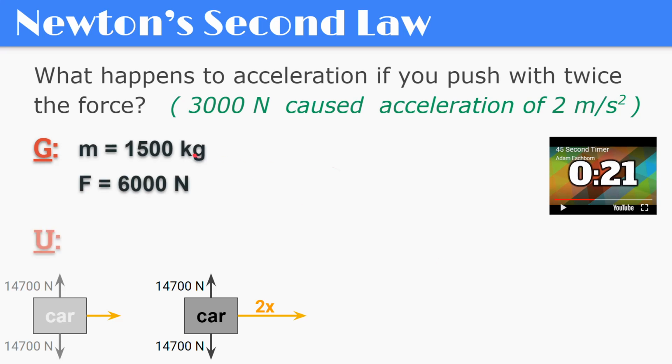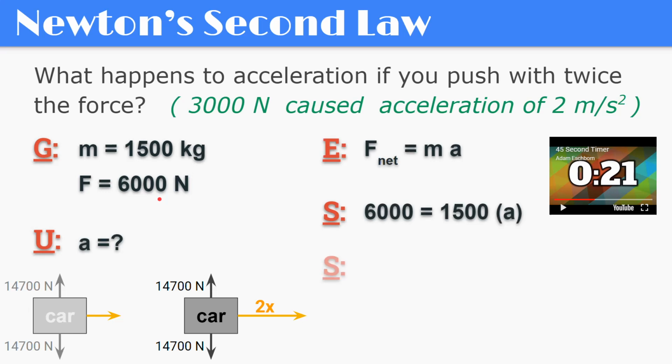Again, the car still has the same mass. Now we're just looking at pushing with twice the force. You can figure out what that acceleration would be. 6,000 divided by 1,500 would tell you your acceleration would be 4 meters per second squared instead of 2 meters per second squared. So you would have twice the acceleration, and again that means that the force and the acceleration are directly proportional to one another.